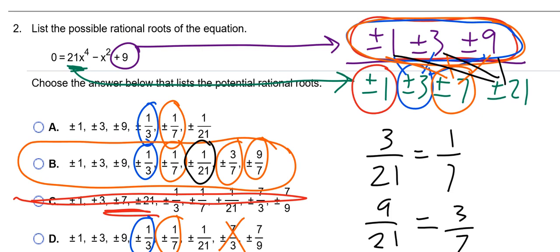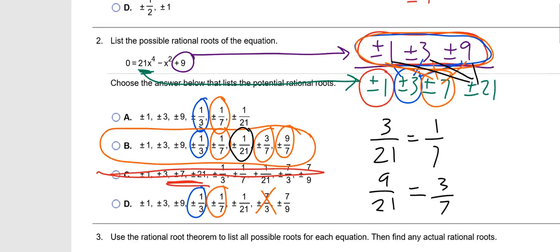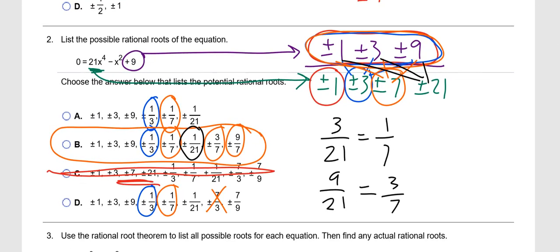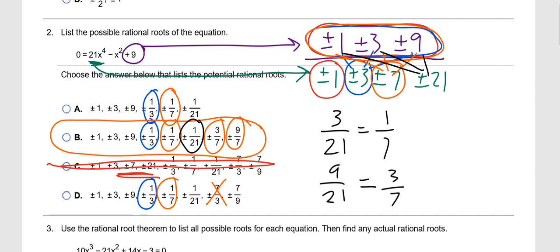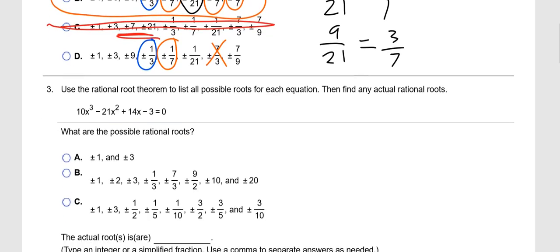So, choice B does have all of the correct possibilities. I know question 1 was a lot easier than question 2, but it illustrates the point: all the factors of the constant over all the factors of the leading coefficient.